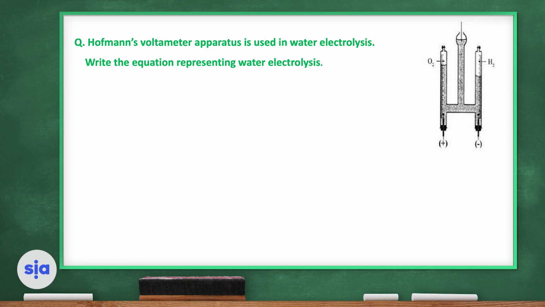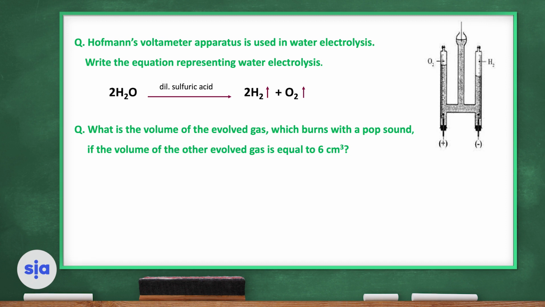Now let's check some questions with each other. This is a Hofmann voltameter apparatus which is used in water electrolysis. Can you write the equation representing water electrolysis? Yes. Water will be separated into hydrogen gas and oxygen gas. Actually, we are using diluted sulfuric acid in the apparatus. What is the volume of the evolved gas which burns with a pop sound if the volume of the other evolved gas is equal to 6 cubic centimeters?